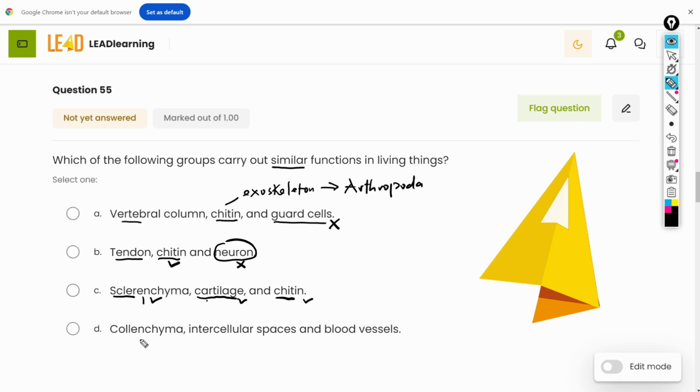But let's look at option D. Collenchyma is a supporting tissue in plants. Intercellular space is for transport. A blood vessel is for transport. So this is the only one performing supporting function here. So its own function differs from these two that are involved in transport. So the only option here that has structures or features that perform the same or similar function is option C, where we have sclerenchyma, cartilage, and chitin.